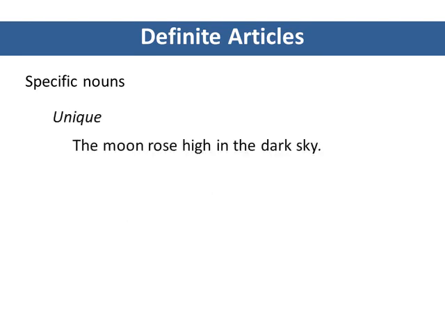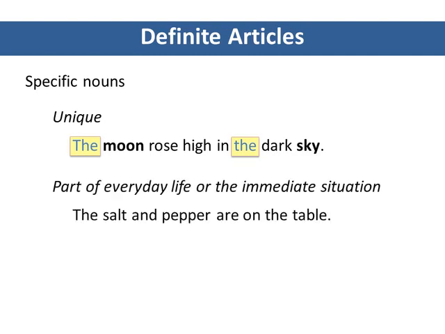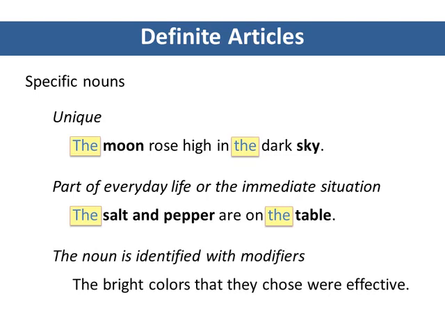The noun is unique. The moon rose high in the dark sky. We have one moon and one sky. The noun is part of everyday life or the immediate situation. The salt and pepper are on the table. Salt and pepper are part of everyday life, and the table is visible to the listener or reader. The noun is identified with modifiers. The bright colors that they chose were effective. That they chose modifies colors and makes them specific.